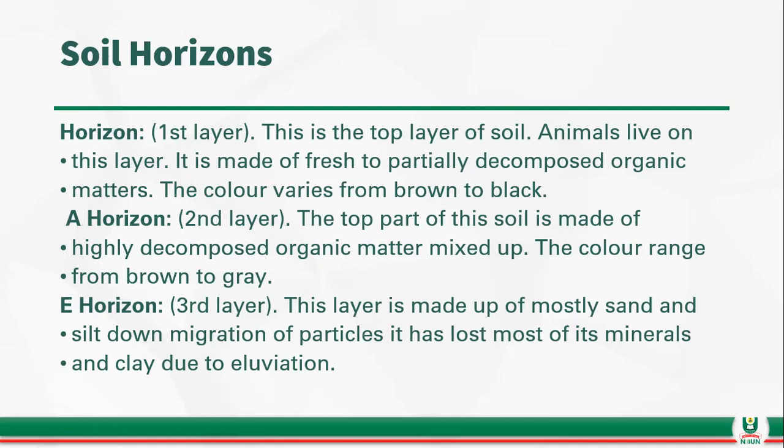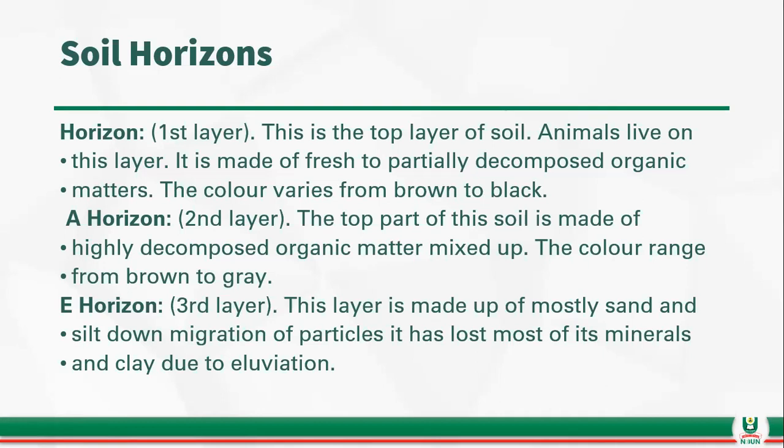So now the second horizon, remember the first horizon is the O horizon, then the second one is the A horizon. The top part of this soil is made up of highly decomposed organic matter mixed up. However, the color ranges from brown to gray. After the O horizon, the A horizon usually has a variation in color that varies from brown to gray.